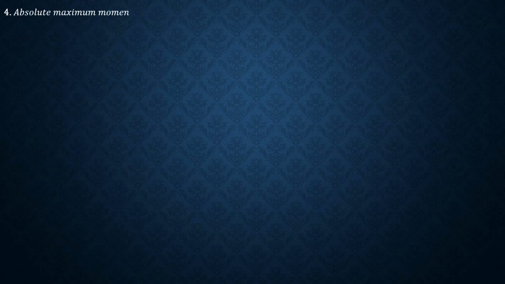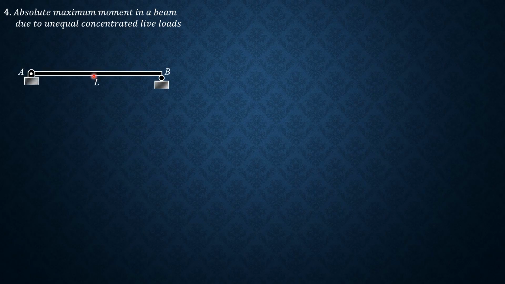So fourth, absolute maximum moment in a beam due to unequal concentrated live loads. I already discussed this, and remember the principle that the absolute maximum moment occurs under the heavier load for two unequal loads, but applicable also if they are equal, when that load and the resultant of the loads are positioned equidistant from the center of the beam or girder. So that should be the positioning, and the resultant of the two loads is, let us say, R, and R is P_H plus P_L.